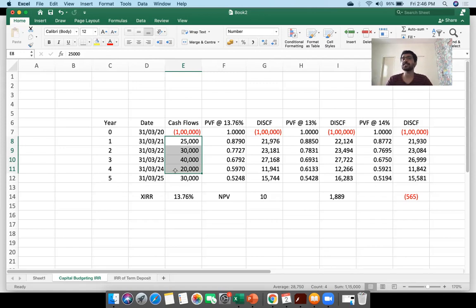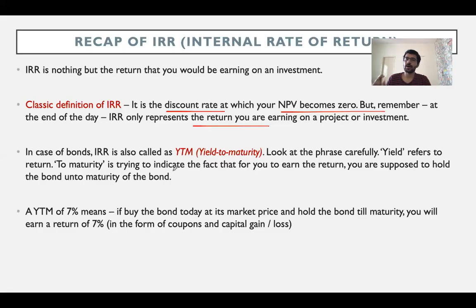The only difference is in case of capital budgeting, you had uneven cash flows, meaning the cash flow in year one was 25, in year two it was 30, in year three it was 40, and so on. Whereas in case of a bond, the coupon is generally equal every year. That is the only difference between a capital budgeting exercise and a typical bond that we see. So you can also calculate the IRR for a particular bond. The only difference is IRR is going to now be called as yield to maturity.